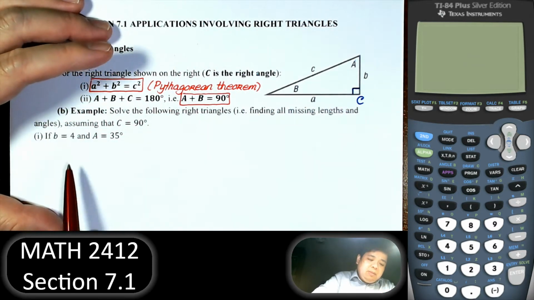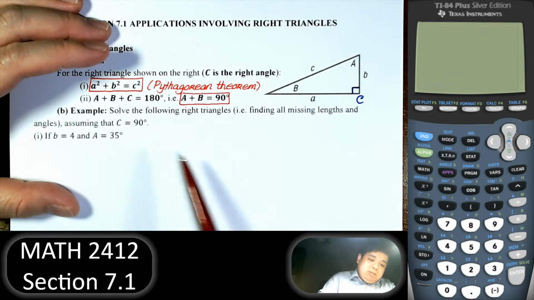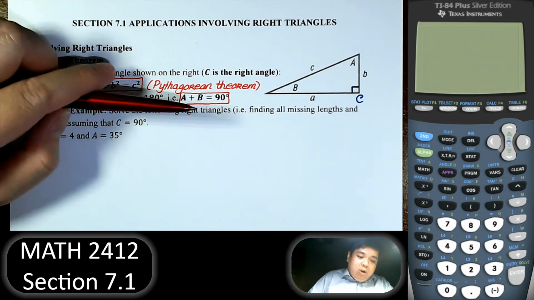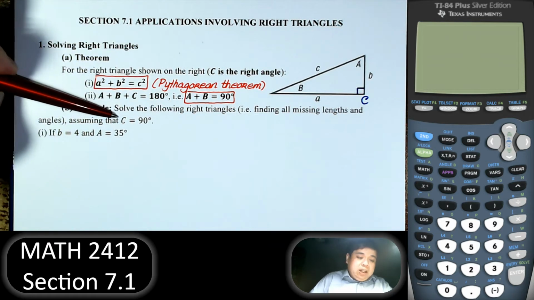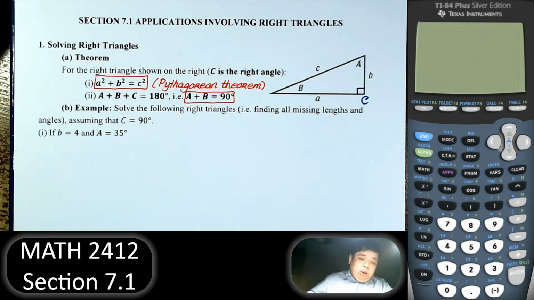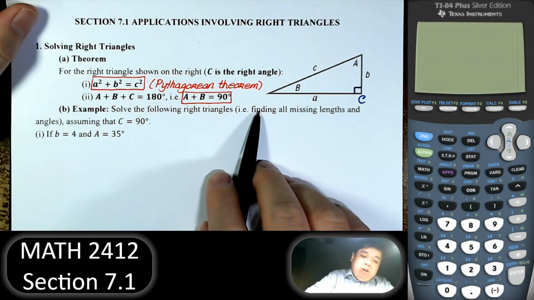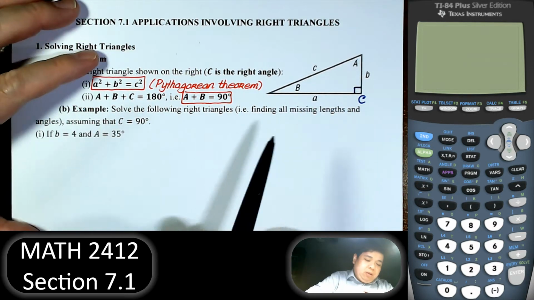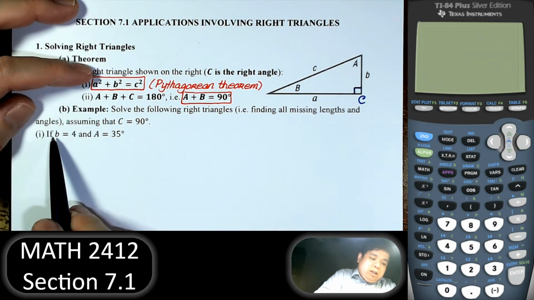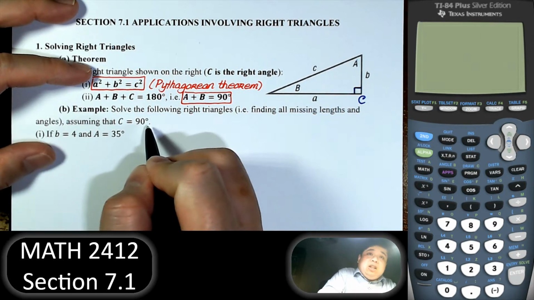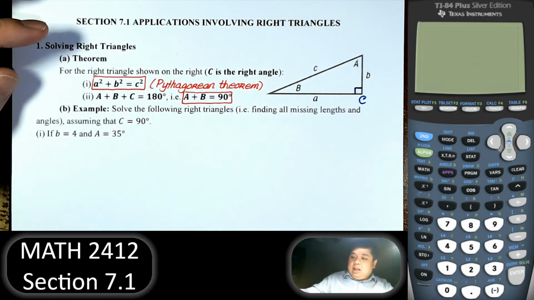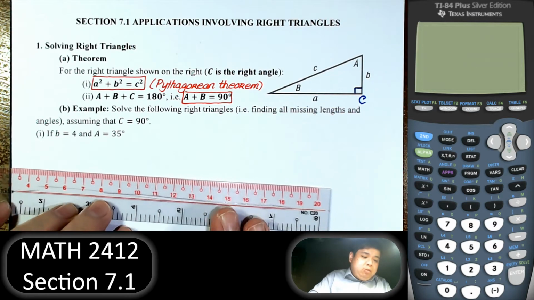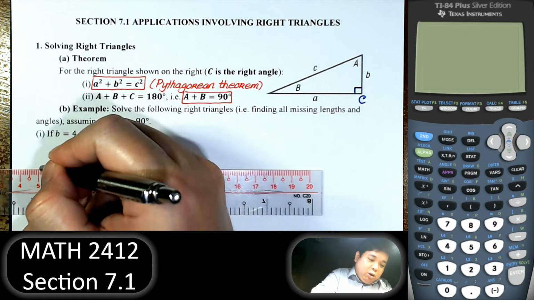Alright, now let's solve this example. Solve the following right triangle. When we say we solve a triangle, we mean that we will find all the missing lengths and angles of the triangle. I assume that C is 90 degrees, so that one is given. Of course, it could help if we just draw a triangle and write out what we know and what we don't know.